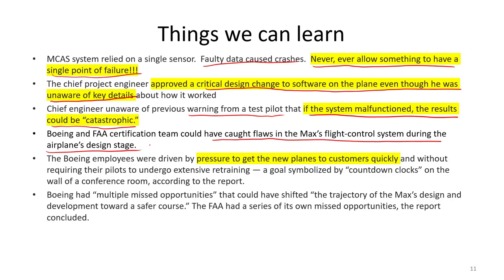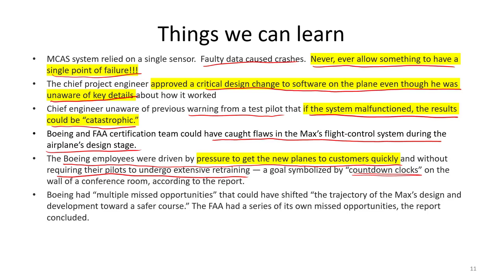And I'm not saying that this justifies the mistakes, but it was also shown that the Boeing employees were driven by pressure to get the new planes to customers quickly. And they also had pressure to deliver those planes without requiring pilots to undergo retraining. And this goal was such high pressure on the employees that they had countdown clocks on the wall of a conference room. And once again, this is not something that only Boeing will experience.